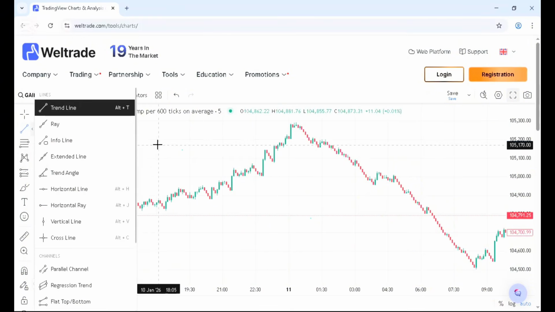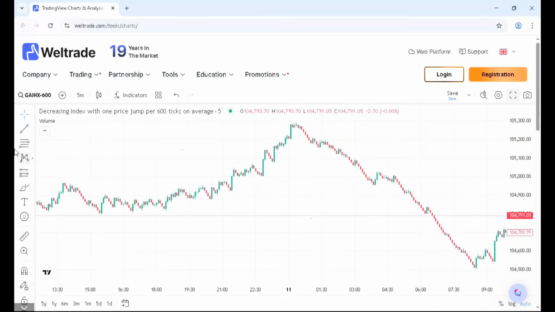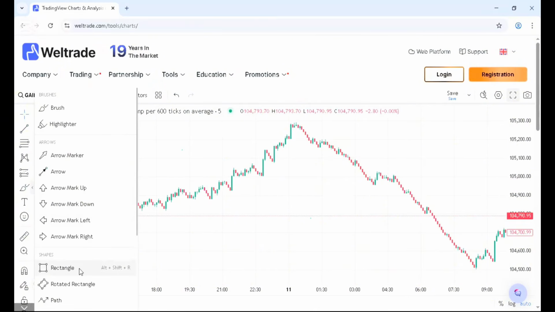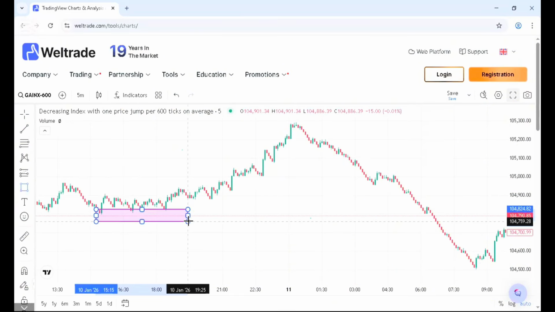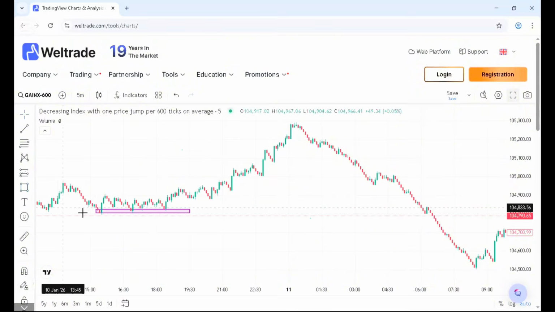So let me mark it so that we can all see what is happening there. So we're going to need something like this. So this is the zone I was talking about. You can see that the market was playing around this zone.